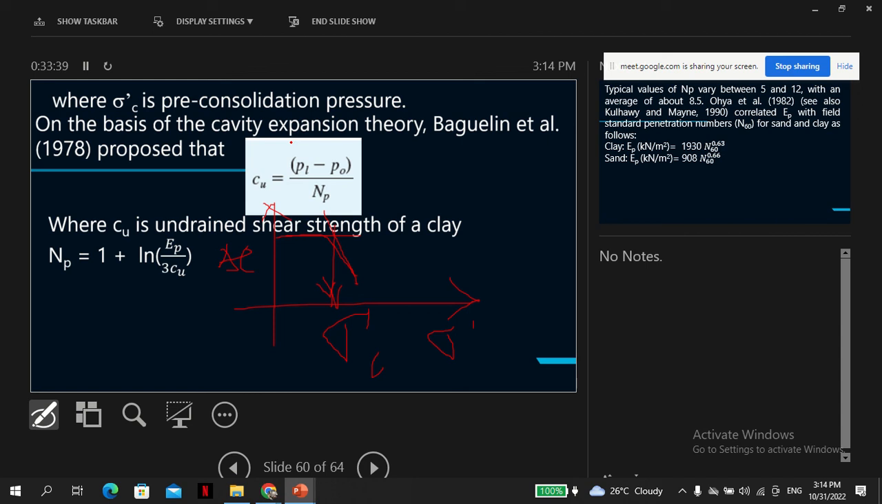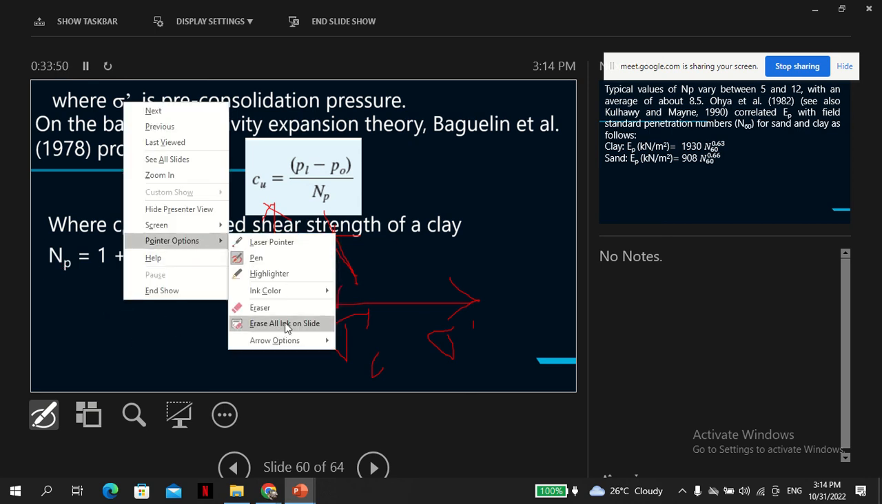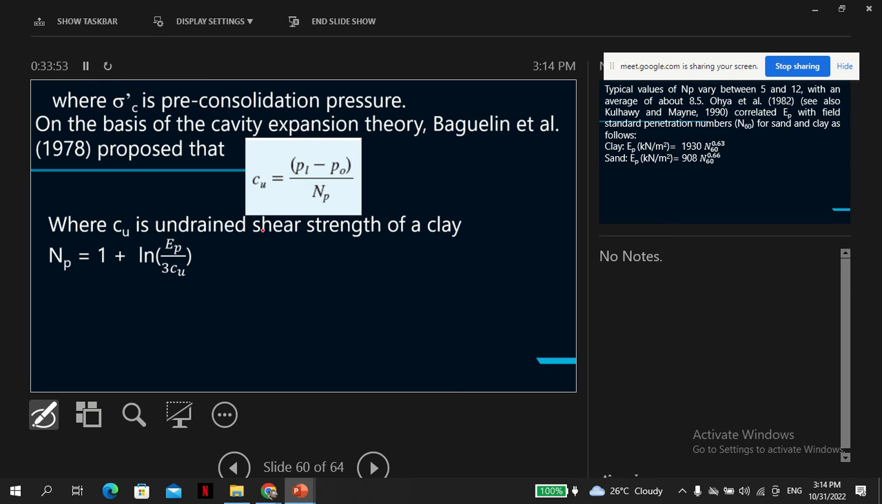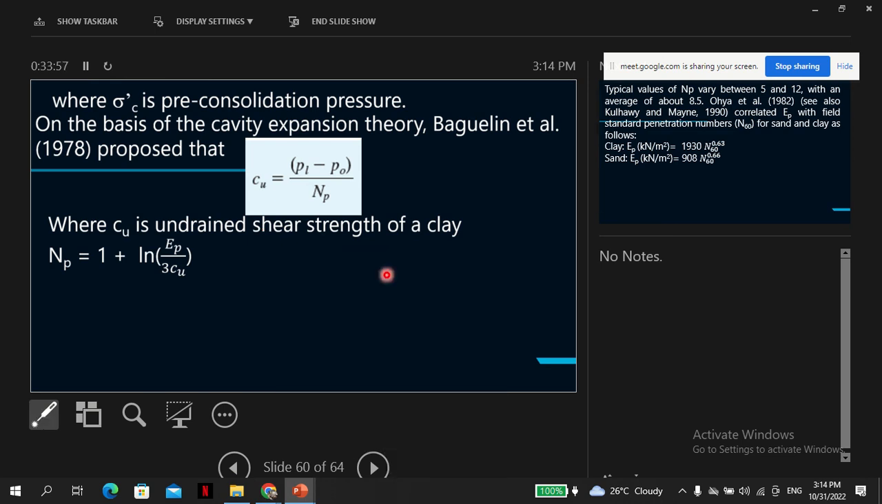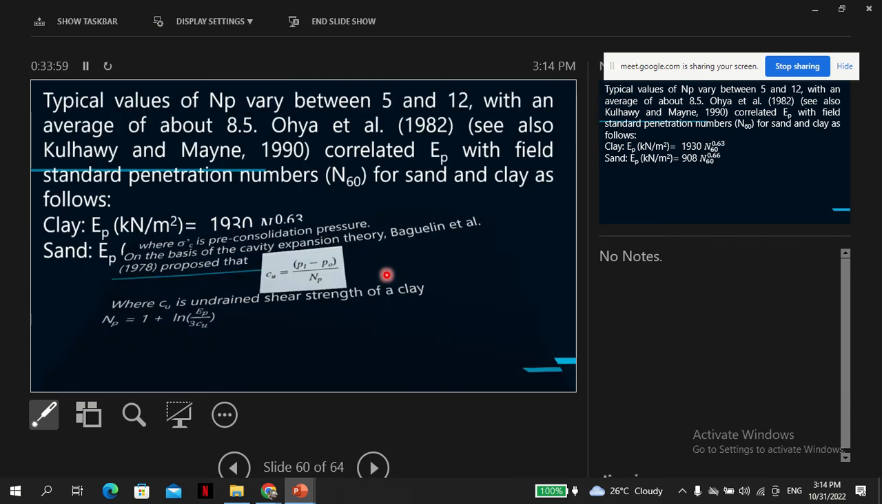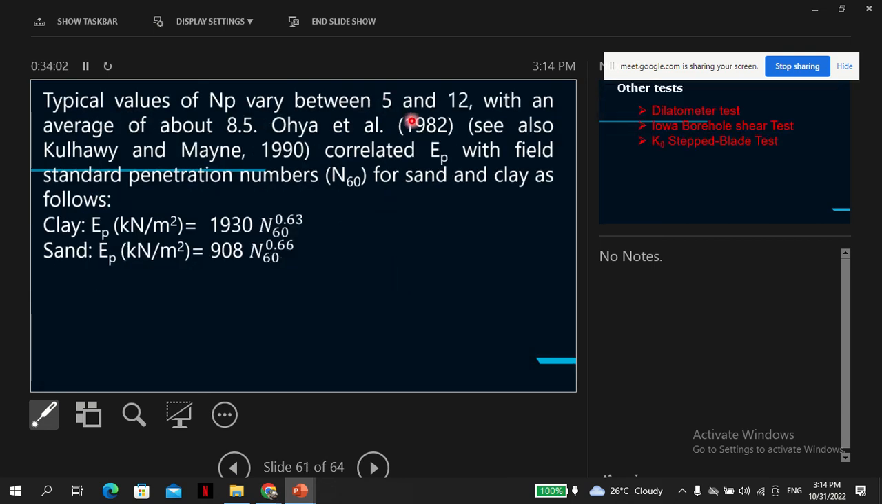So we can also relate the undrained shear strength based on the PL and P naught, and these are the definitions of the symbols used. So typical values of NP vary between 5 and 12 with an average of 8.5 for these researchers. So these are different EP obtained from the test.